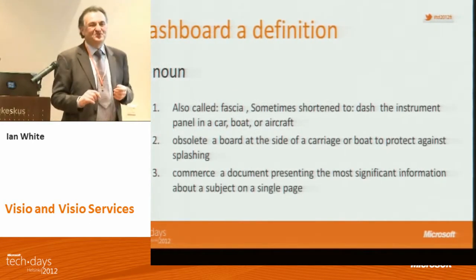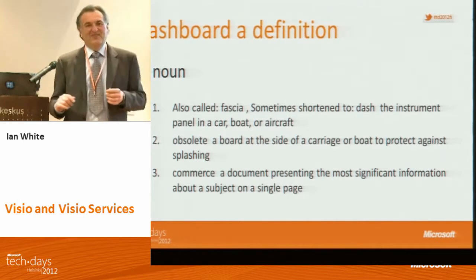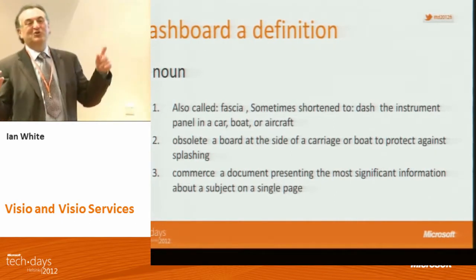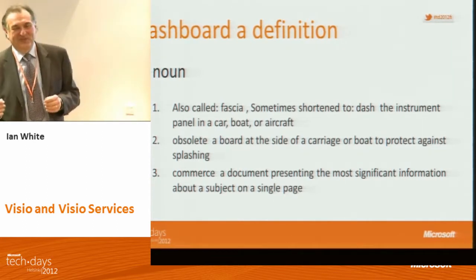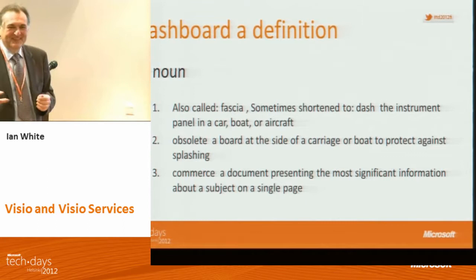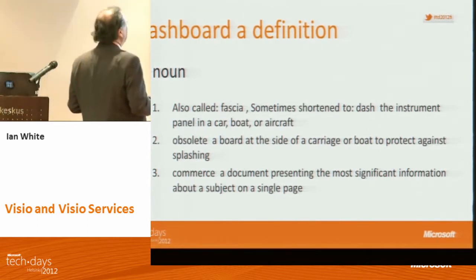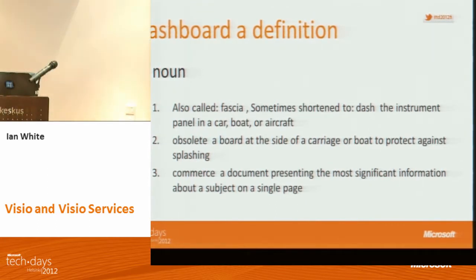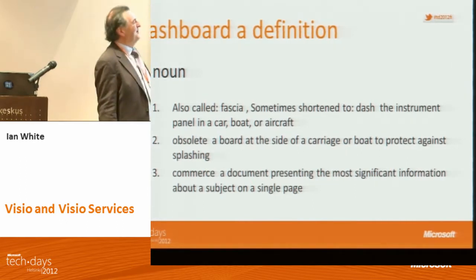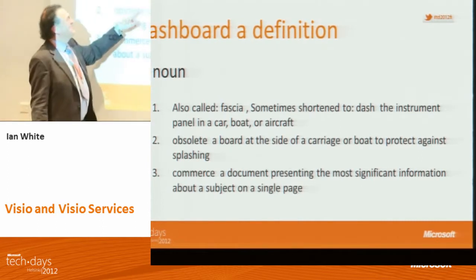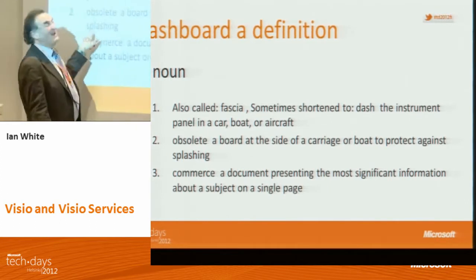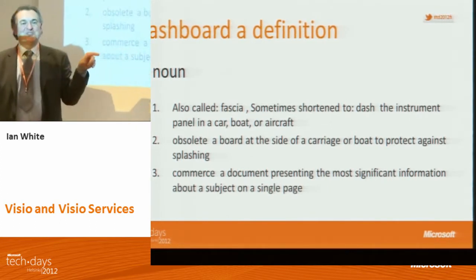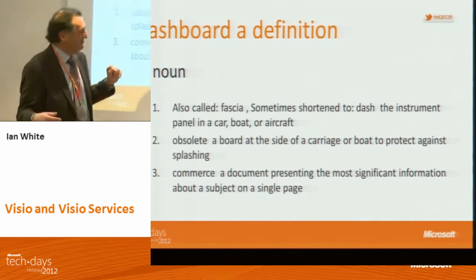So I went off to our favourite sort of internet tooling, spelling.com, to see what definitions I could find. This is not Wikipedia. It's a fascia, sometimes an instrument panel in a car, a boat, or an aircraft. Interestingly enough, the obsolete meaning is a board at the side of a carriage or boat to protect against splashing. So to stop you getting splashed by all the mud.